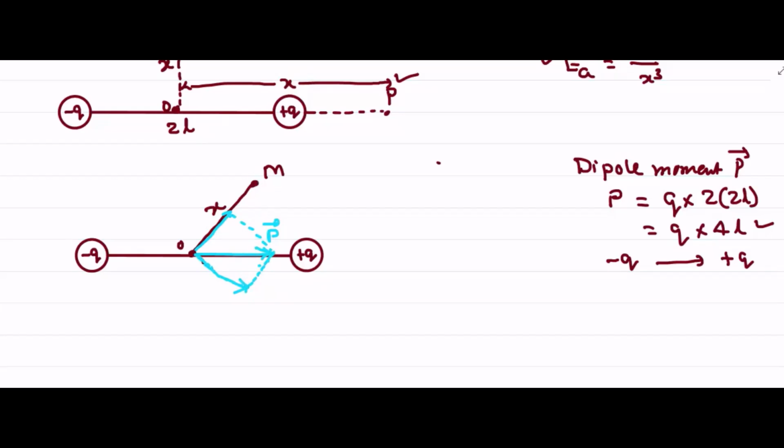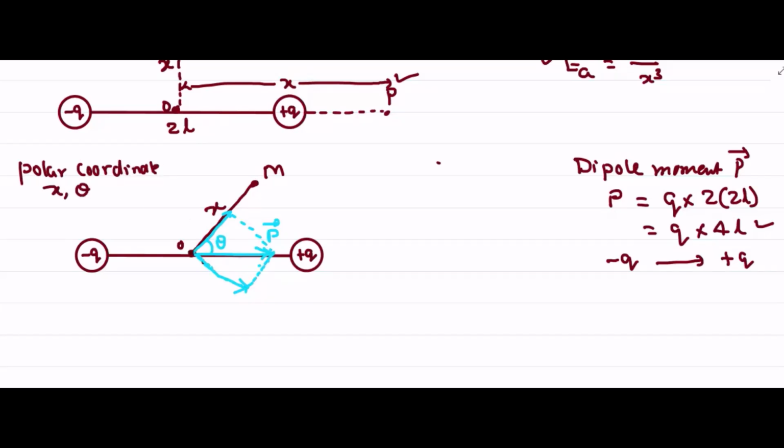Now, let us say that the location of point M is x from this particular point O, and this angle is theta. This would be given to us. What x and theta mean is that we have been given the polar coordinates. So the polar coordinates of the point M are x and theta.